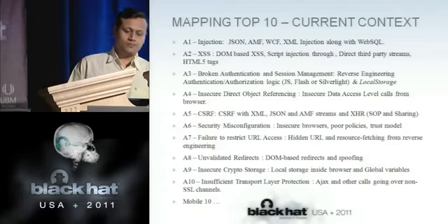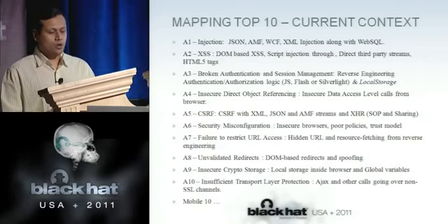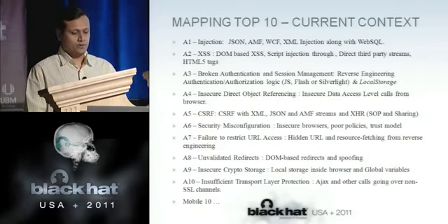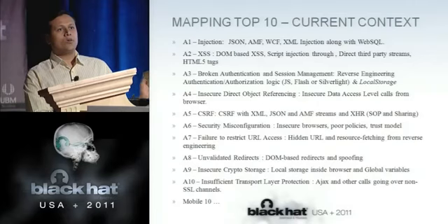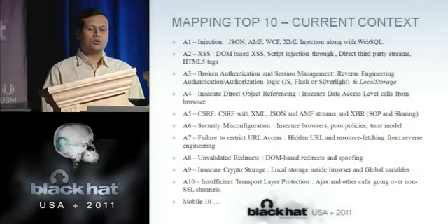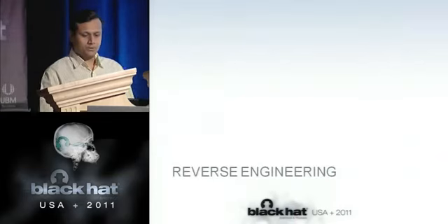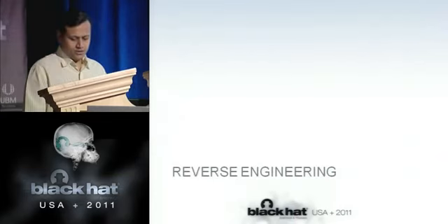A8, where you have unvalidated redirects, where again you have a DOM-based redirect, and spoofing is possible. So this is how it maps, and then you have a whole stack of Mobile Top 10, which again you can link to some of these browser components. Okay, so this is basic.